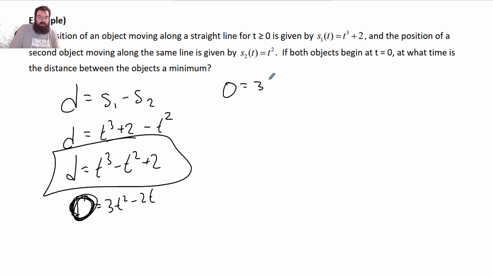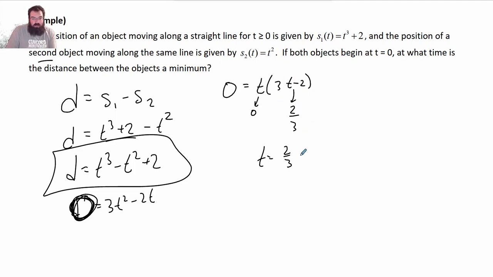So I get 0 is equal to t times 3t minus 2. And so this t right here goes to 0, and then this binomial in here, hopefully you remember how to solve that, it goes to 2/3. And so when t is equal to 2/3, we're in seconds. It doesn't say what units, but we'll say we're in seconds.